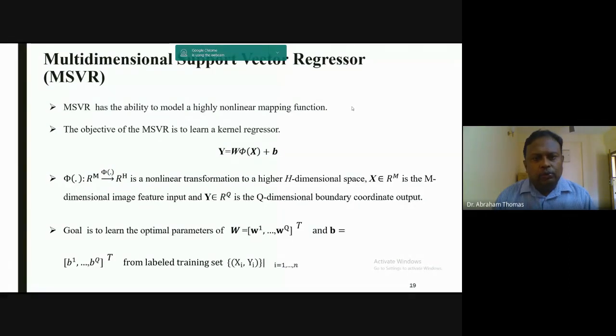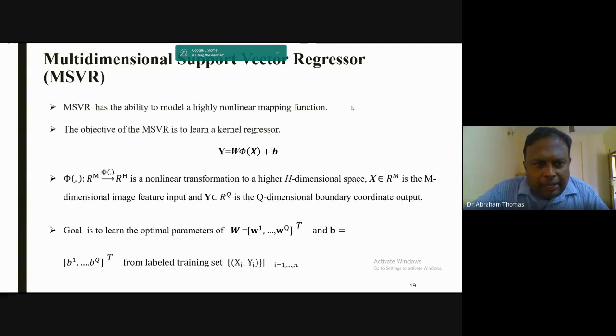Y is equal to W, where W is a matrix, into phi of x. Phi of x is a vector, which is a function of the feature vector x. It might be a non-linear map into a higher dimensional space. So y is the regression which we have to figure out: y is equal to W into phi of x plus b. That means we have to basically compute W and b.